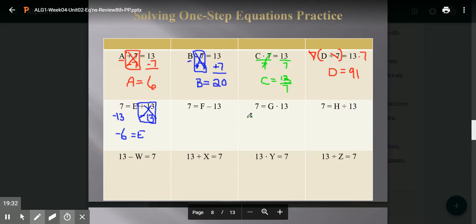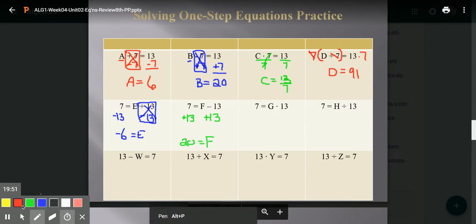All right, so hopefully you've tried the rest of these on your own. The opposite of, or the inverse of subtracting 13, that's going to be plus 13. What we do to one side, we do to the other. And we're going to wind up with f is equal to 20.